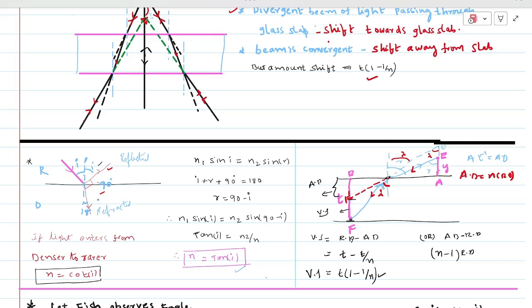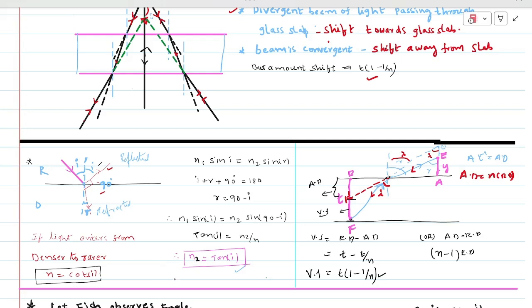Therefore, apply Snell's law. Here we will get n1 into sin I equal to n into sin R. Now R equals 90 minus I, and n equals tan I. So this angle I is called Brewster angle. I is equal to tan inverse of the refractive index. This is rarer to denser. Similarly, denser to rarer means n is equal to cot I. And always here I am writing n to mean n2 by n1, the relative refractive index of the second medium, the denser medium.